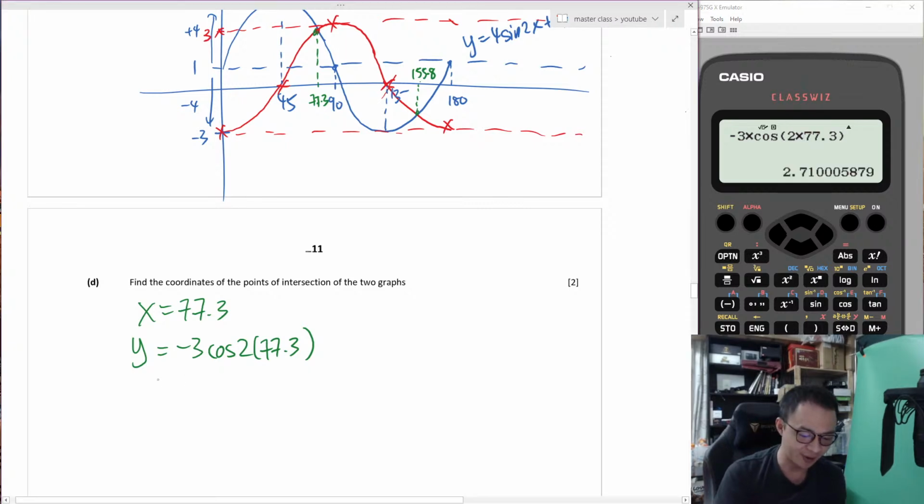So this one is 2.71. Therefore I have the coordinate: 77.3 degrees and the value is 2.71.